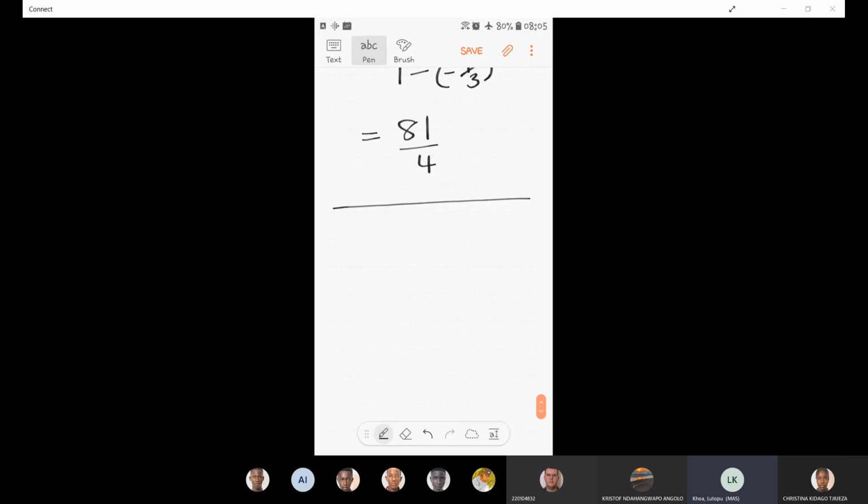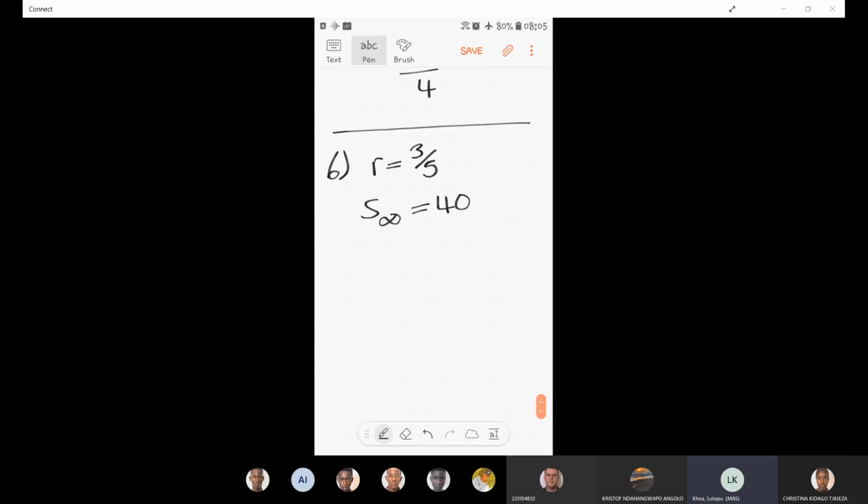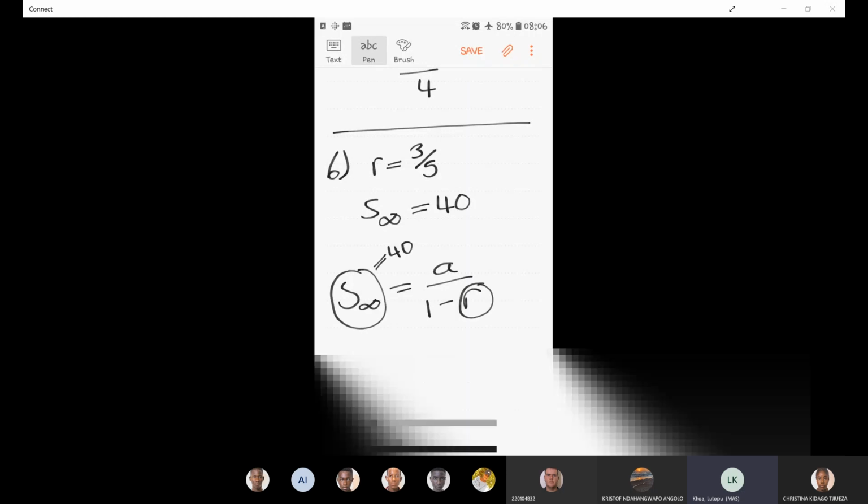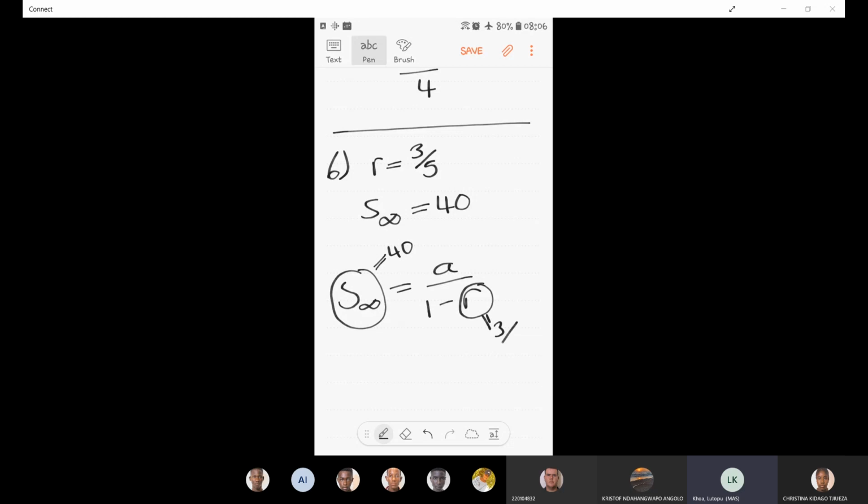Then number 6, we are told to find the first term of the GP when R is equal to 3 over 5, and we are given the sum to infinity, which is 40. So here is just solving an equation. Write down the formula for the sum to infinity. This is A over 1 minus R. We know this is equal to 40. We know what R is. It's 3 over 5. And it does exist.